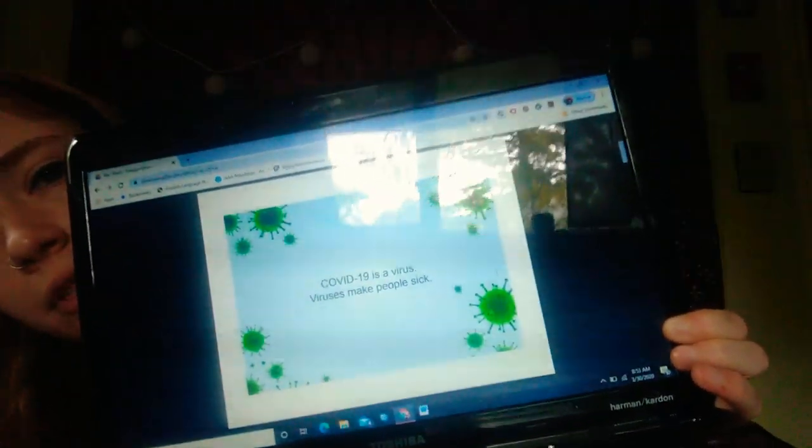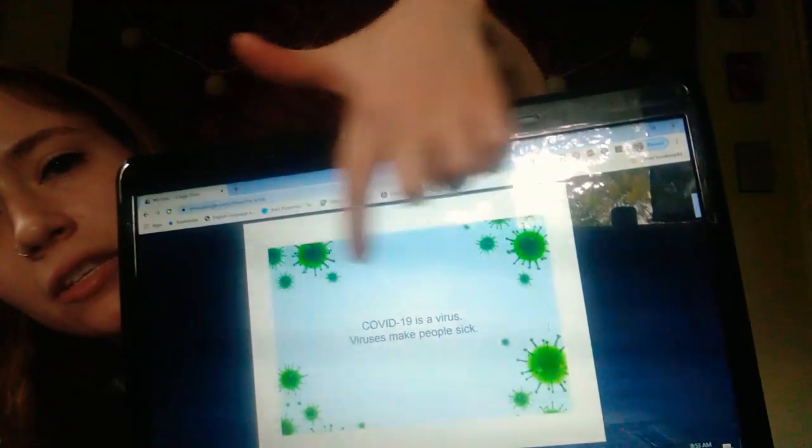Now, COVID-19 is a virus. Viruses make people sick. So, this is what our page looks like now. And all these little spots here are germs and that virus that they're talking about.